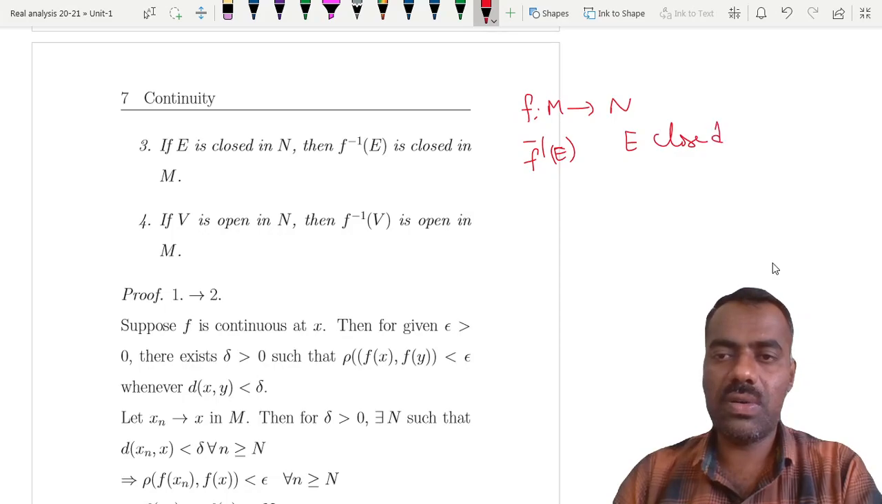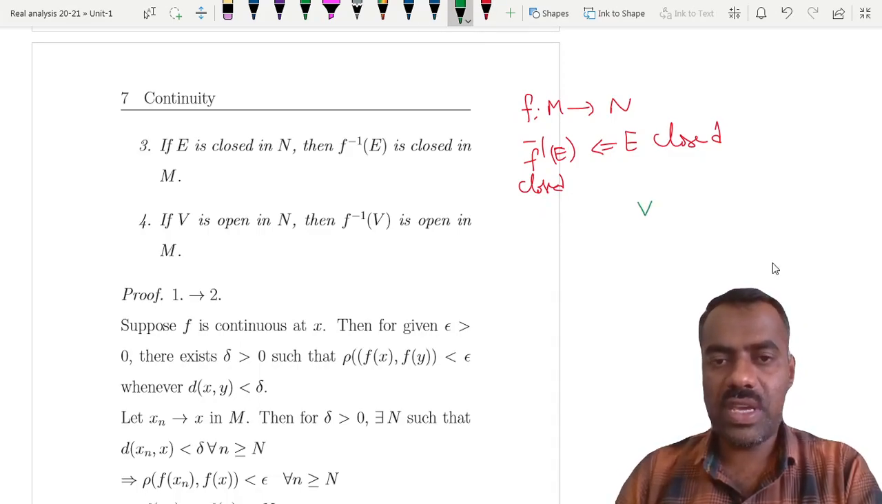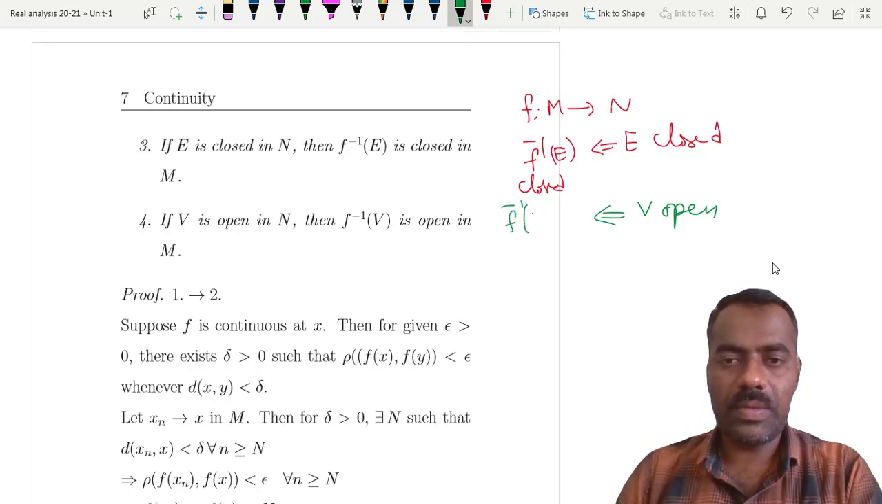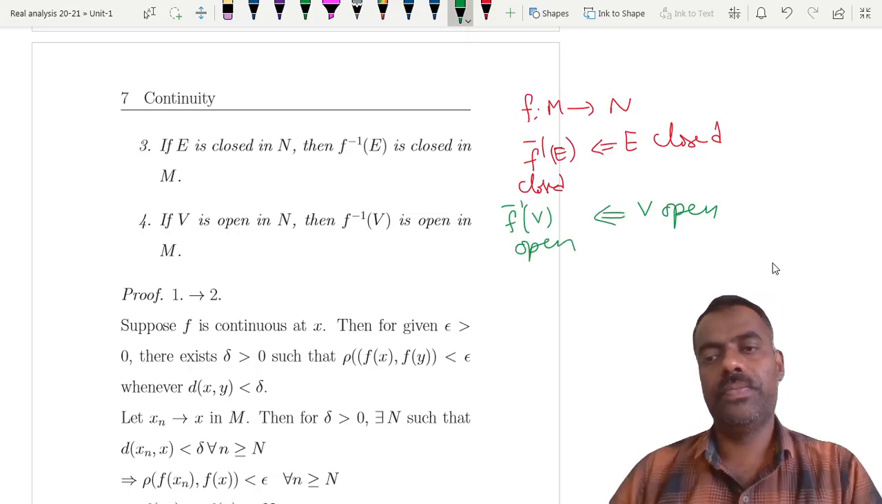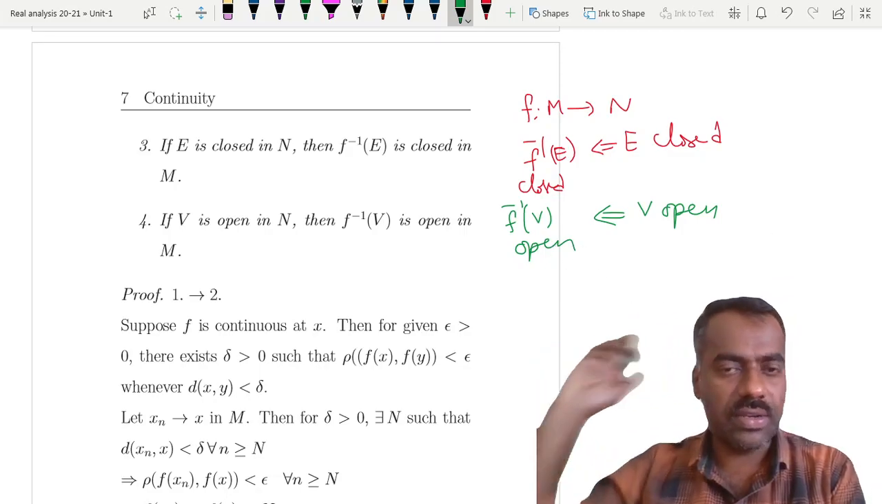So whenever E is closed, this implies f inverse of E should be closed. Similarly, it is for open also. Whenever V is open, then if you take its inverse image, f inverse of V should be open. If this is true, then you can say that f is a continuous function.